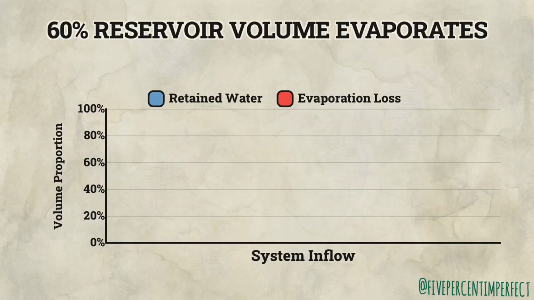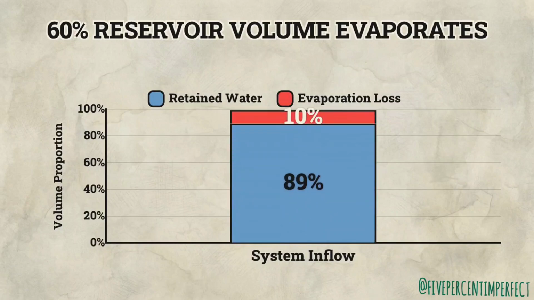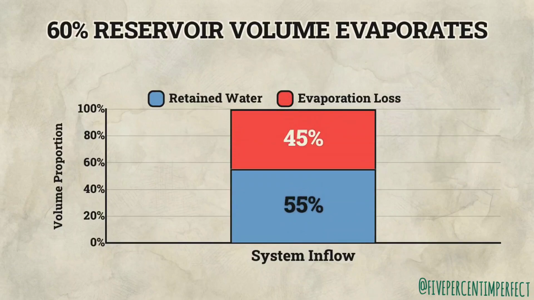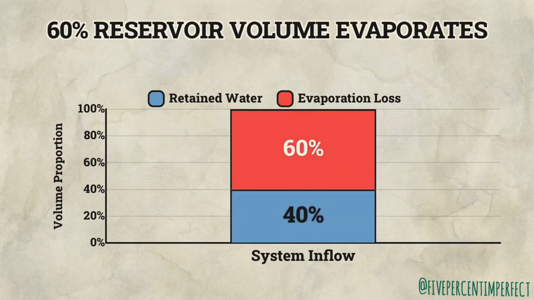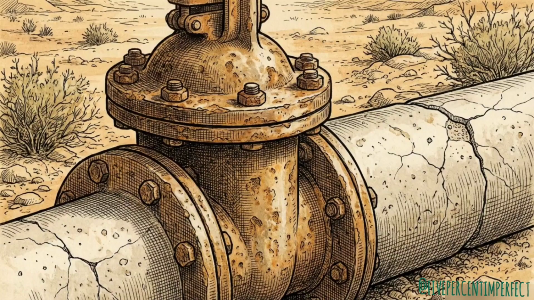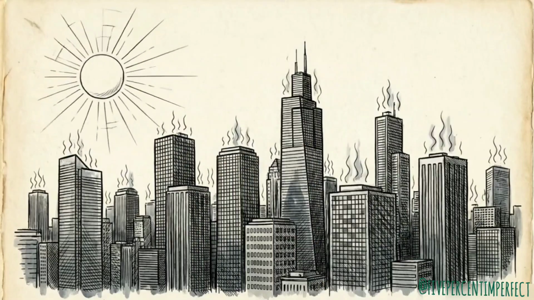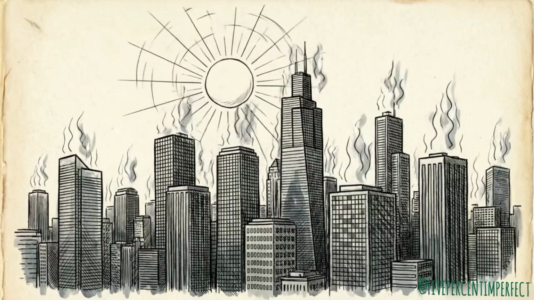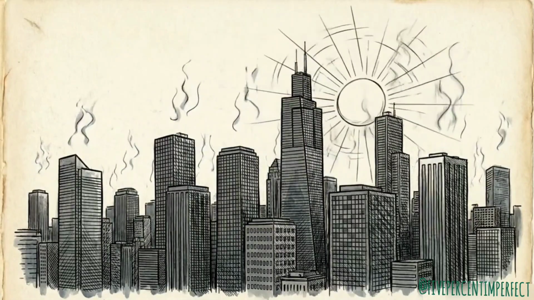This stacked bar chart visualizes the stark results of that test. Of all the water flowing into the reservoir, a massive 60% is lost to evaporation before it ever reaches a pipe. The surface water infrastructure is highly inefficient. It loses more water to the sun than it delivers to the city, making it incapable of supporting future population growth.